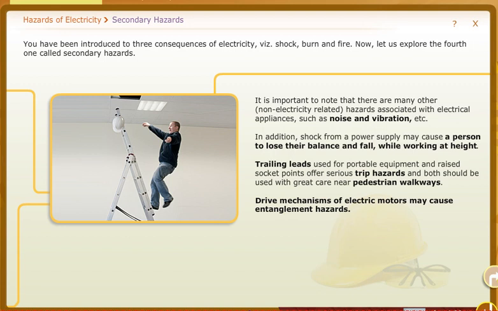Trailing leads used for portable equipment and raised socket points offer serious trip hazards, and both should be used with great care near pedestrian walkways. Drive mechanisms of electric motors may cause entanglement hazards.